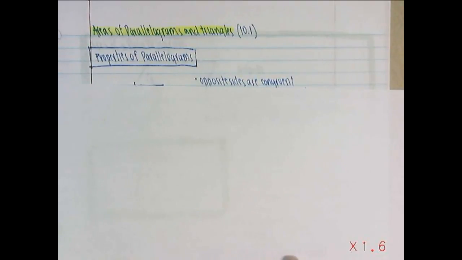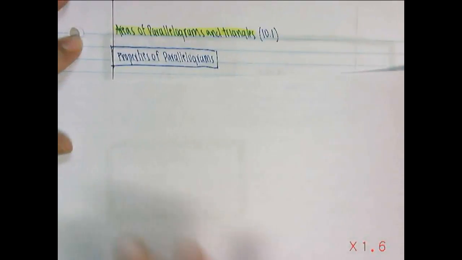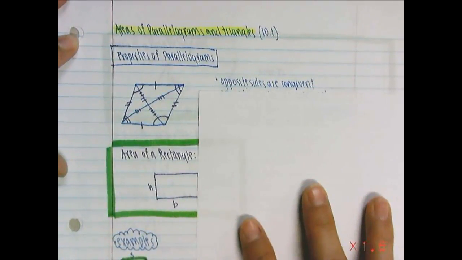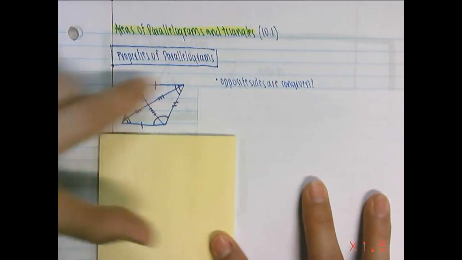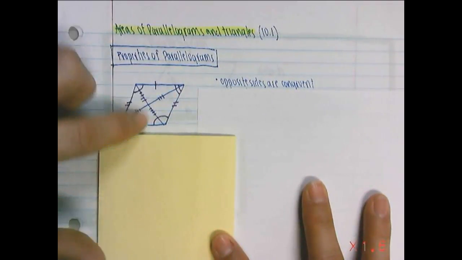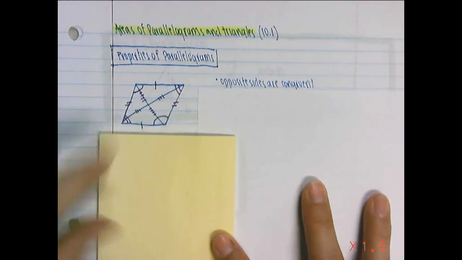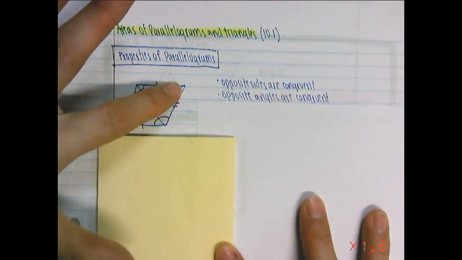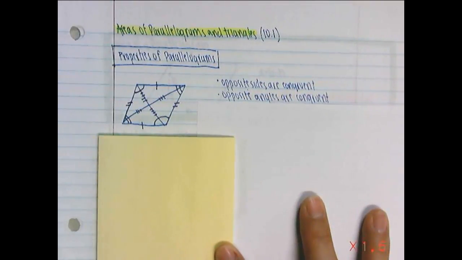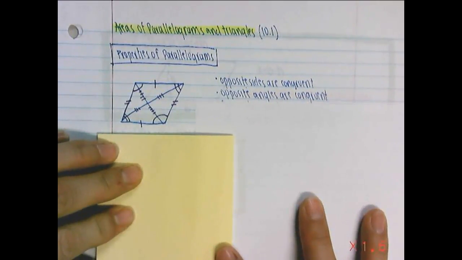Okay, so if we have a parallelogram, let's say this is our parallelogram. These opposite sides are congruent. This opposite side and this opposite side congruent. Right? Also, the opposite angles are congruent. This should be a little bit of a review from earlier this year.